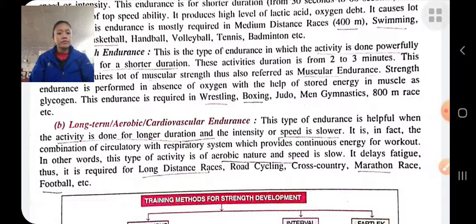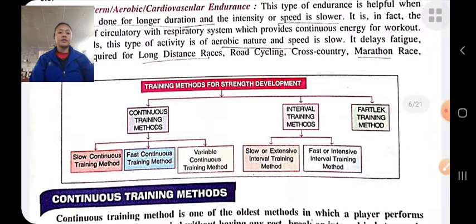Training methods for development of endurance. How can we develop endurance? There are three methods: continuous training method, interval training method and fatigue training method. The continuous training method is one of the oldest methods to develop endurance. In this method, we do the activity continuously for a long period of time without any rest or break in between.